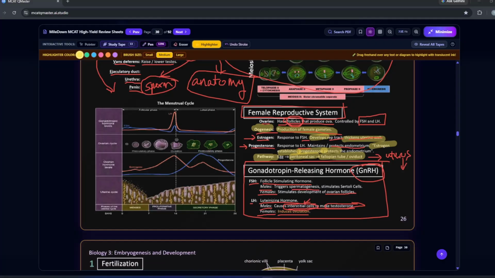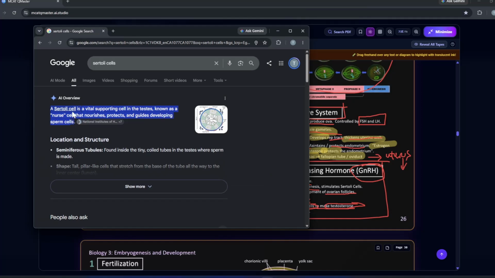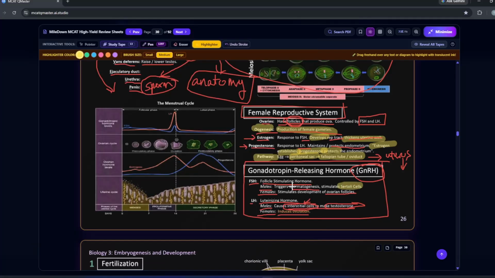So what is a Sertoli cell, first of all? A Sertoli cell is a vital supporting cell in the testes, known as a nurse cell, and it nourishes and protects and guides sperm cells. So it stimulates spermatogenesis. That's what FSH will do.